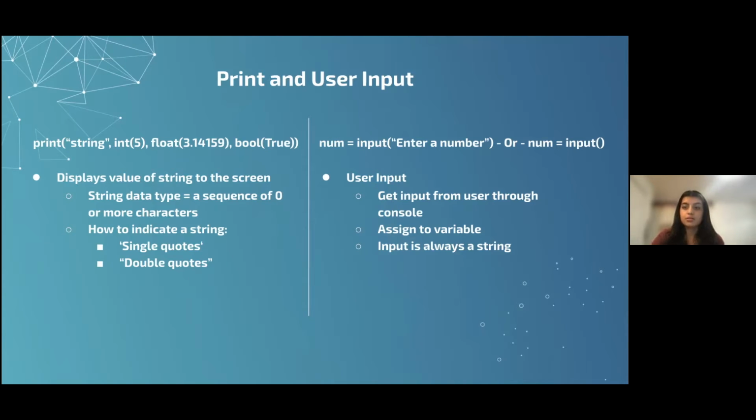And so we also have user input. Here is another example of how to use the input function. You can either put a string inside the input function, or you can just leave it blank. It'll still get the input from the user. Basically, it gets the input from the user through the console, and it assigns it to the variable that you define it as. So in this case, our input would be entered, and then we would assign that value to num. And input is always a string, like we said before, but you can use the data type conversions to convert it into different data types.